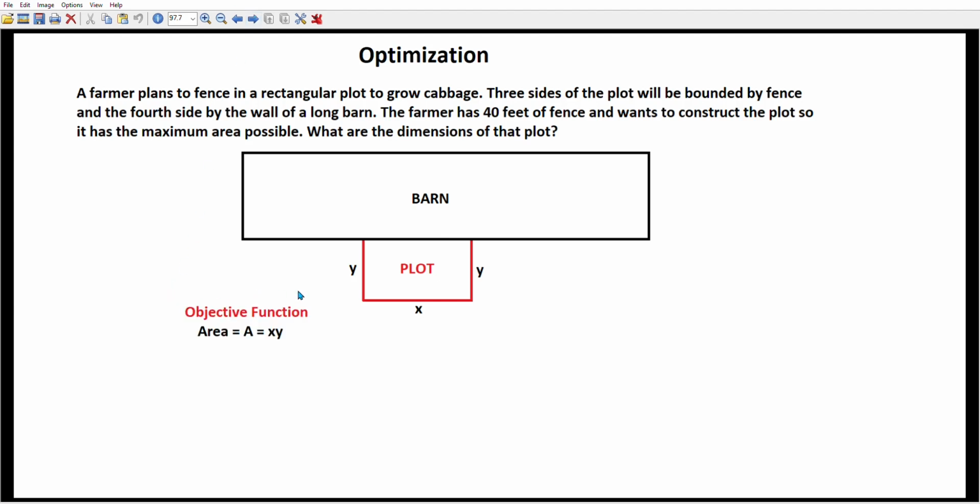And that's what we call the objective function in these problems. It's the thing we're trying to maximize or minimize. And the area of this thing is just X times Y. Now, in this particular problem, X and Y are not independent. We have 40 feet of fence. And that's reflected in what is called the constraint. The amount of fence, which is X plus 2Y, here and here, has to be 40.